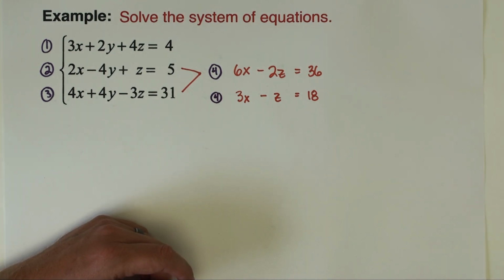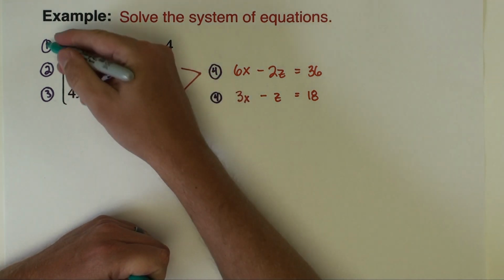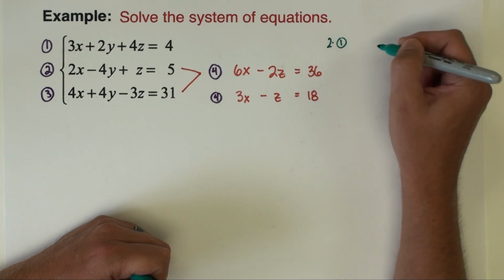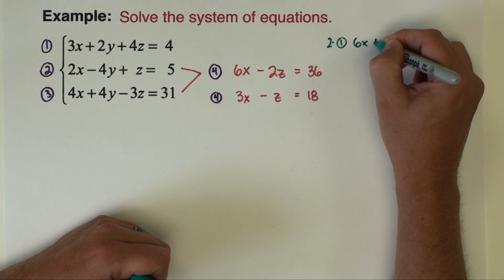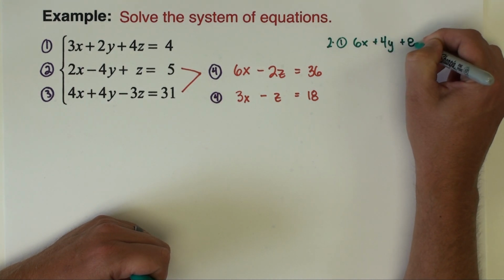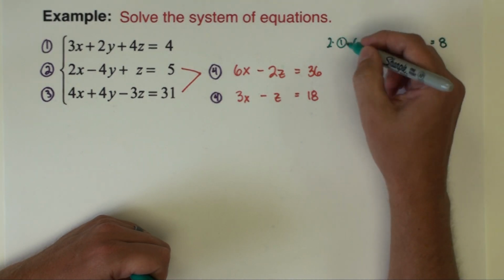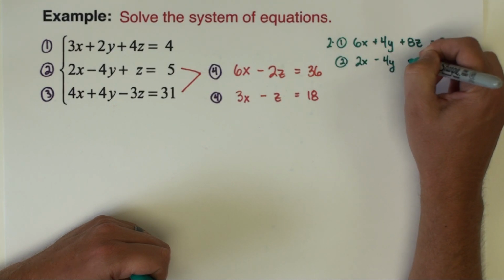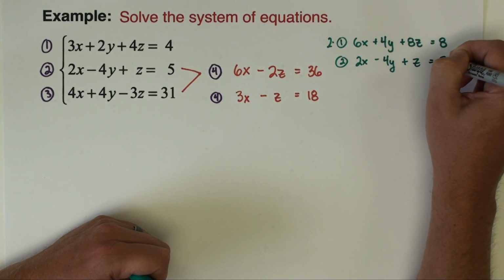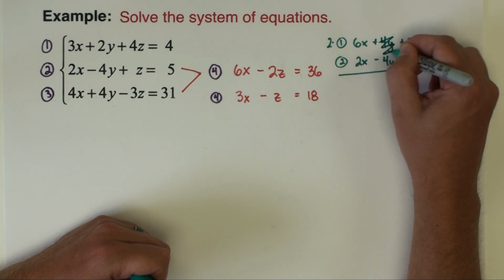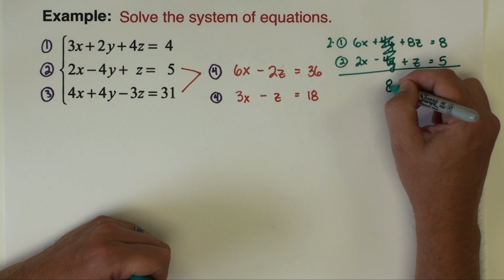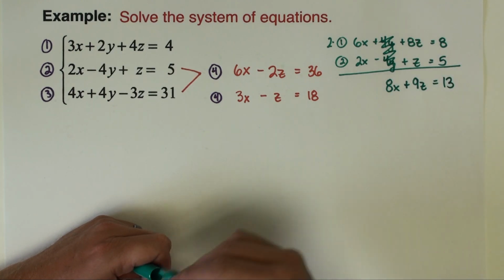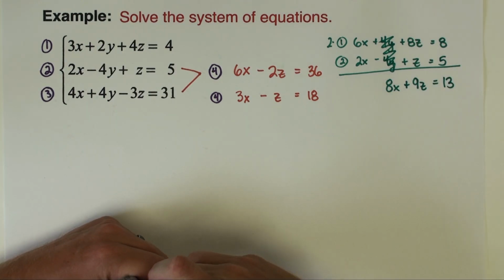I'm also going to take those top two equations. I'm going to take equation number 1 times 2, which is going to be 6x plus 4y plus 8z equals 8. I'm going to take equation 2, which is 2x minus 4y plus z equals 5. Here the y's are going to cancel, so we've got 8x plus 9z equals 13. And that's my equation number 5.